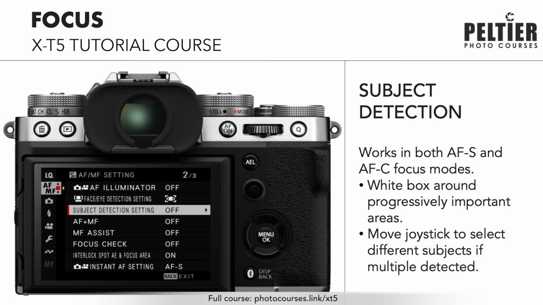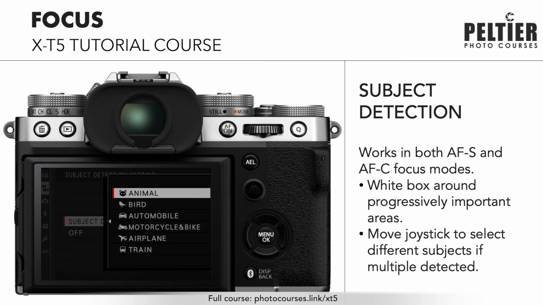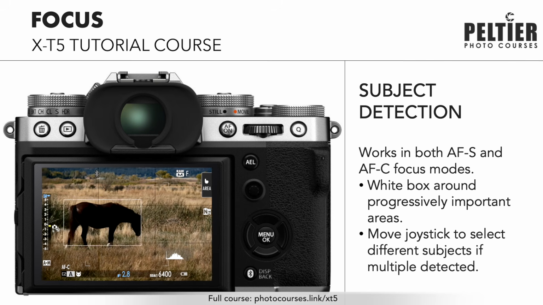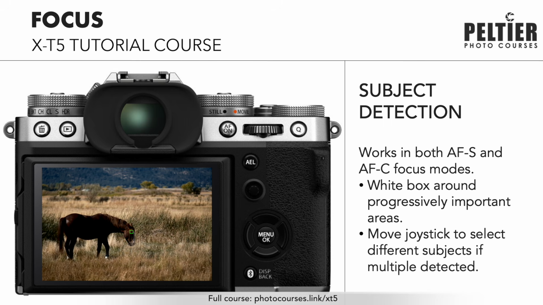This camera also has a new subject detection feature. Tell the camera what kind of subject you're photographing, and it'll look for that subject in or near your focus area. Let's say you're photographing horses and set it to animal. If it detects an animal but can't make out the animal's face or eye, it'll put a box around the horse and use that to focus. If it detects the head, it'll put a box around the head. And if it detects an eye, it'll put a box around the eye, which is usually where we want to focus when photographing animals.